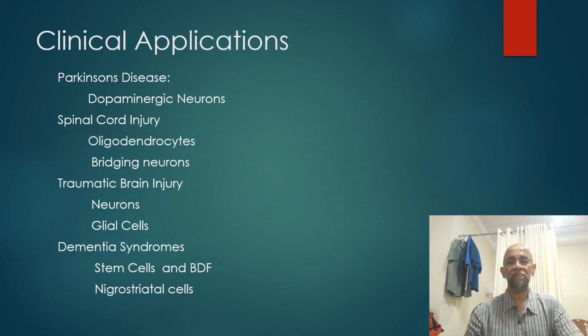What are the clinical applications of stem cells in neuroscience? In Parkinson's disease, dopaminergic neurons may be transplanted. In spinal cord injury, stem cells may be used, differentiated into oligodendrocytic lineage or into neuronal lineage, where these neurons form bridges across areas of spinal cord transection. In traumatic brain injury, neurons and glial cells may be derived and used. Dementia syndromes also, you can use stem cells along with brain-derived neurotropic factors. In dementia syndromes, we usually achieve nigrostriatal implants, which help in some relief of dementia.